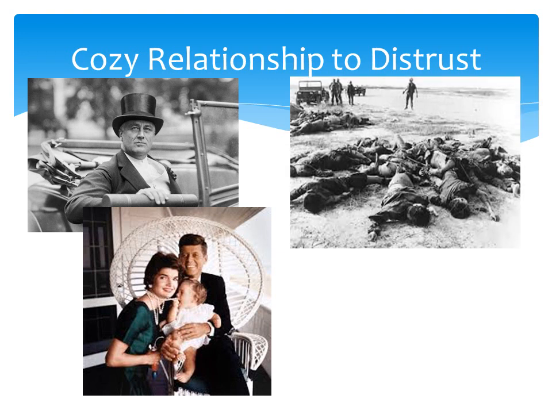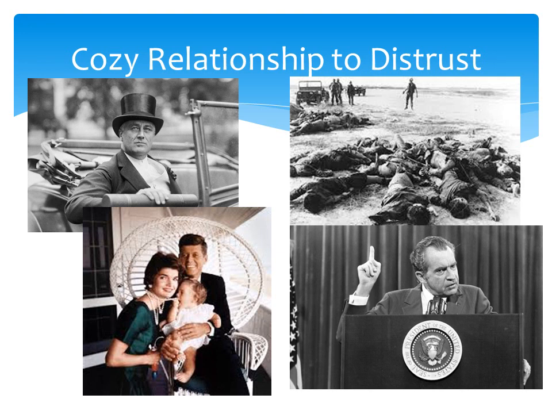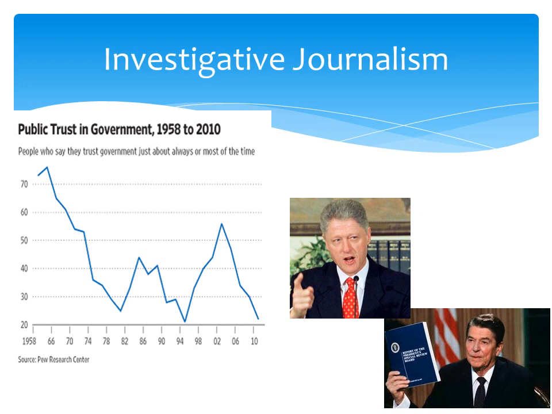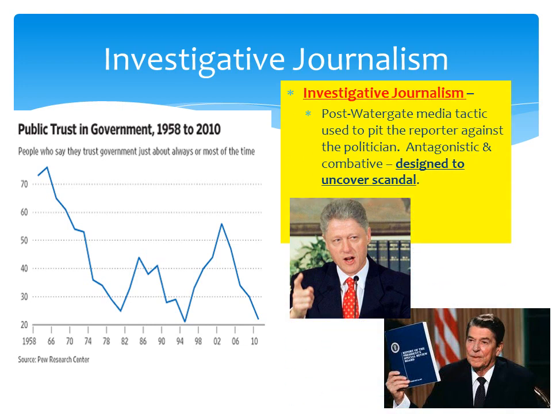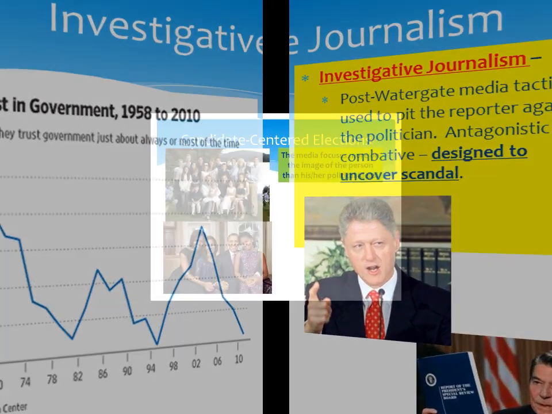The Vietnam War in the 1960s and coverage of Richard Nixon's Watergate scandal in the 1970s completely changed the way that the media portrayed the U.S. president and in turn affected the way that the public look at their executive. What Americans were left with was a high level of distrust in their government. This sparked a new wave of journalism known as investigative journalism, in which the media would use a tactic of pitting the reporter against the politician. It was an antagonistic and combative method, which is designed to try to uncover scandal and get high ratings.